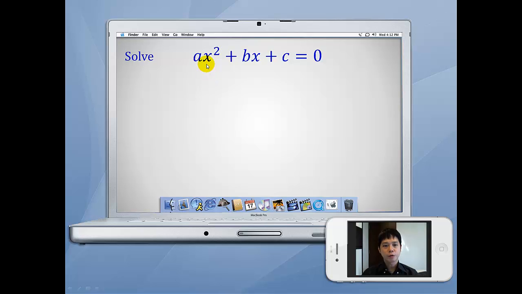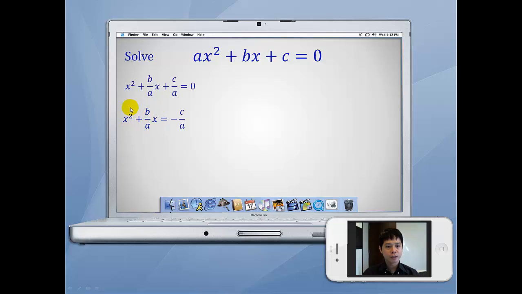For completing the square, we need the coefficient of x squared to be 1, and hence we will divide every term here by a. Ax squared divided by a will be x squared, bx divided by a will be b over a x, c divided by a will be c over a, and 0 divided by a will still be 0. Next, we will bring the constant term over to the other side, and hence we have x squared plus b over a x equals negative c over a.